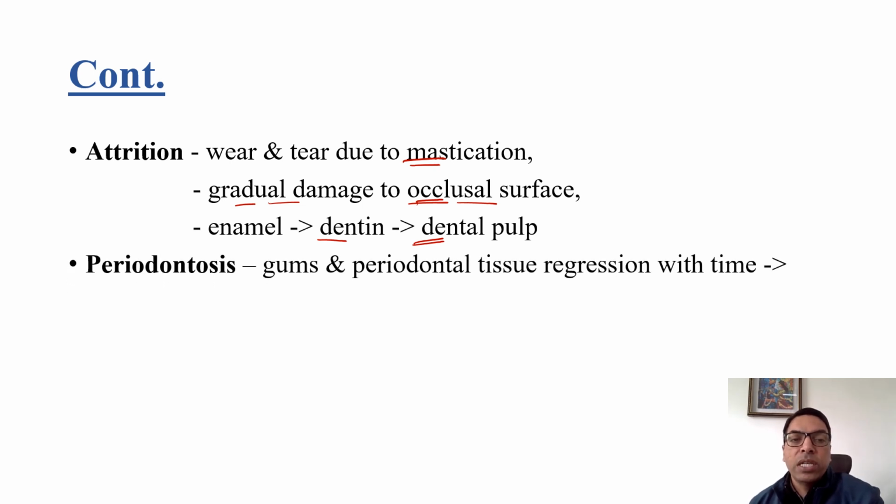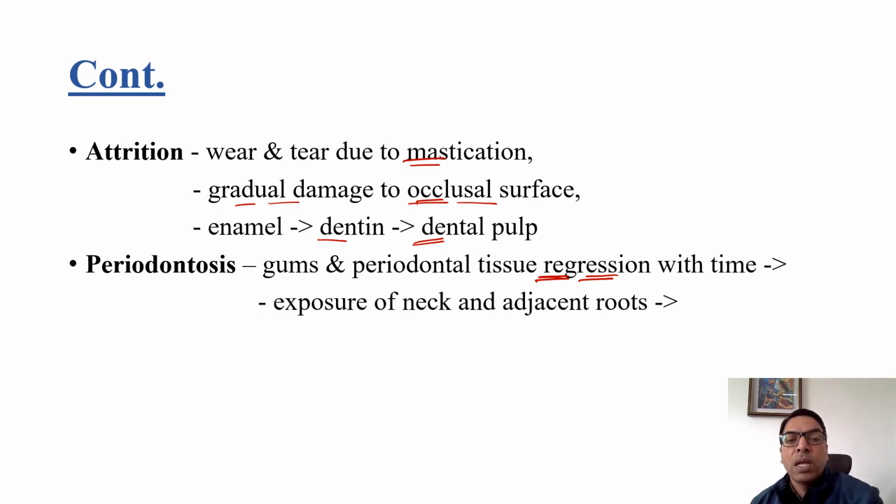Then periodontosis. It is the gums and periodontal tissue, they regress with time. As time progresses, the gum and the periodontal tissue surrounding the neck of the individual tooth regress with time, leading to exposure of the neck and the adjacent roots.